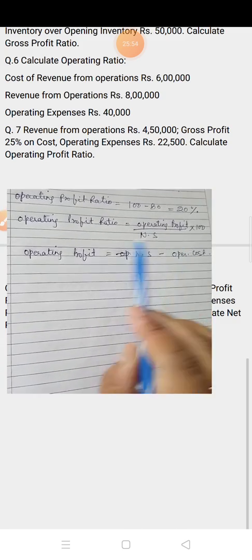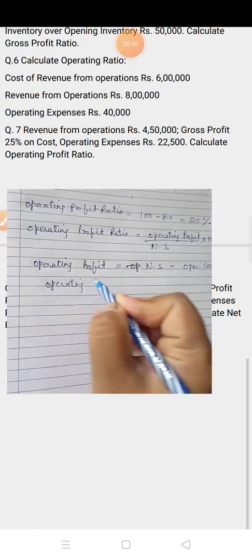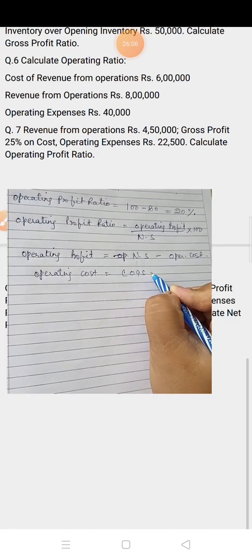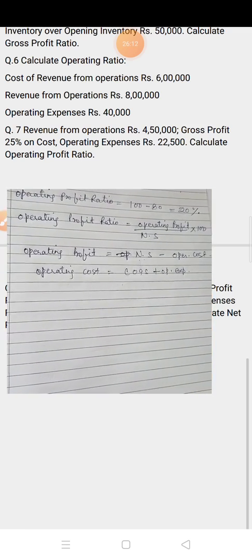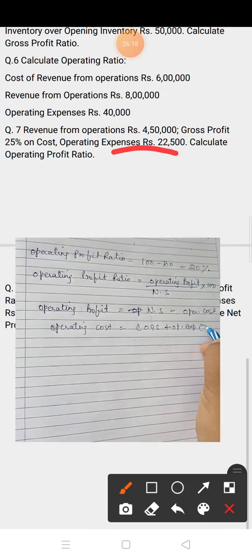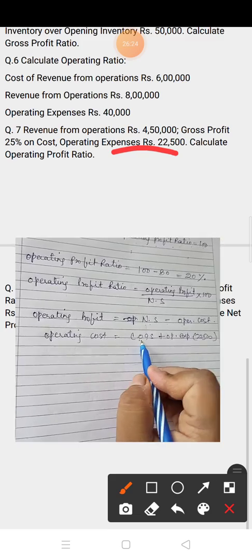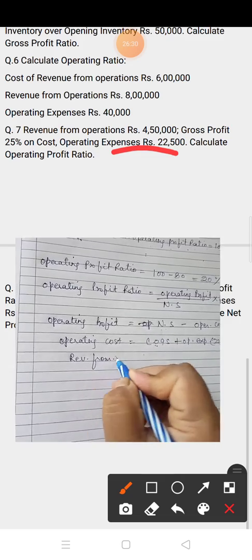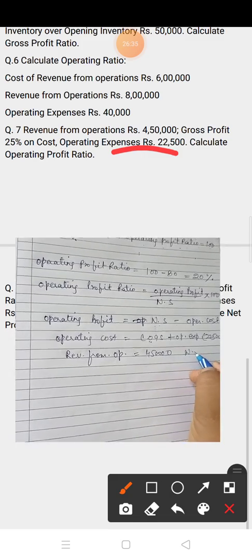For operating cost here no value is given, so first you have to calculate the value of operating cost. The formula for operating cost is COGS plus operating expenses, and in the question operating expenses is given 22,500, but COGS is not given, so COGS you have to calculate. Now for COGS, here revenue from operation, it means net sale is given 4,50,000. This is the net sale value.